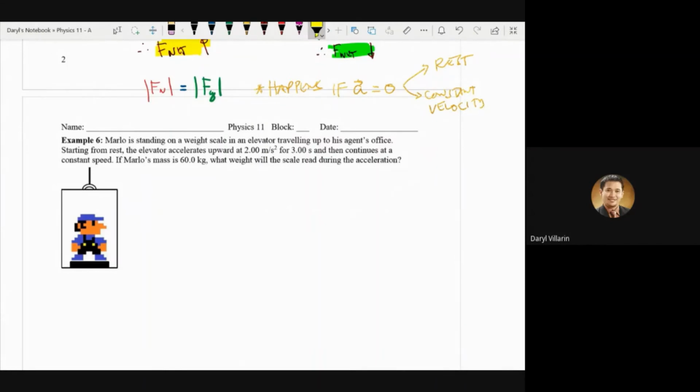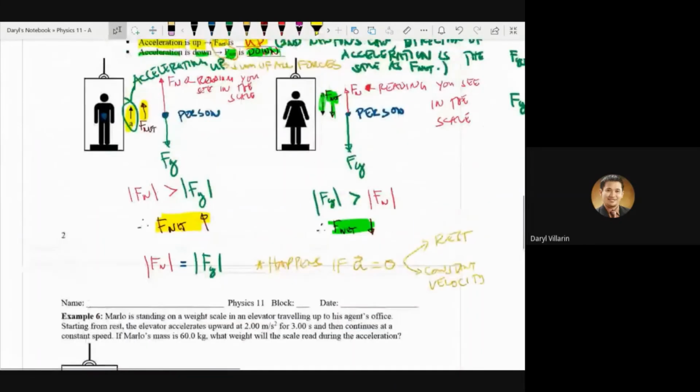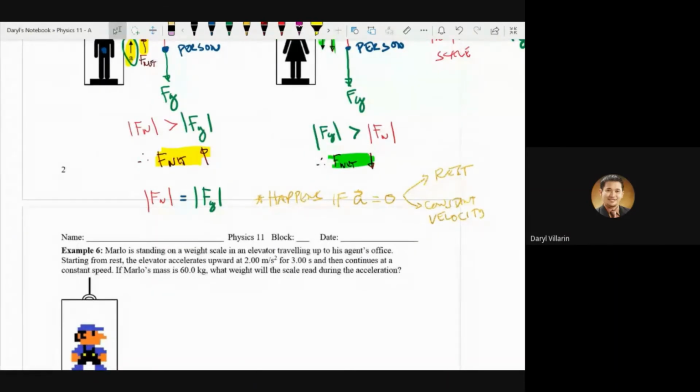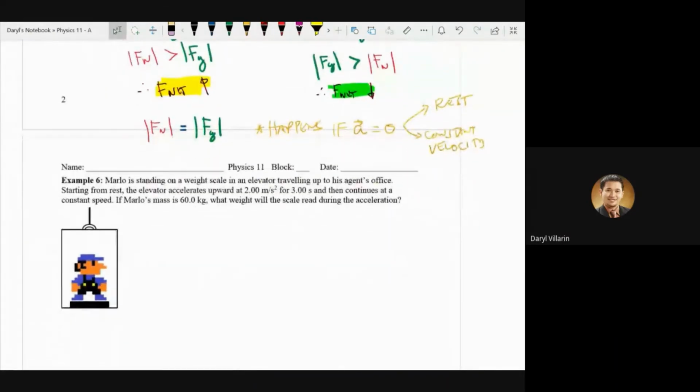Well, again, you only have a difference in reading when you're accelerating upward or accelerating downward. If you're moving with constant velocity, that means that the net force acting on you is 0. In this particular case, there are only two forces acting on Marlo: the normal force and the weight. But the question specifically asks for the reading during the acceleration.